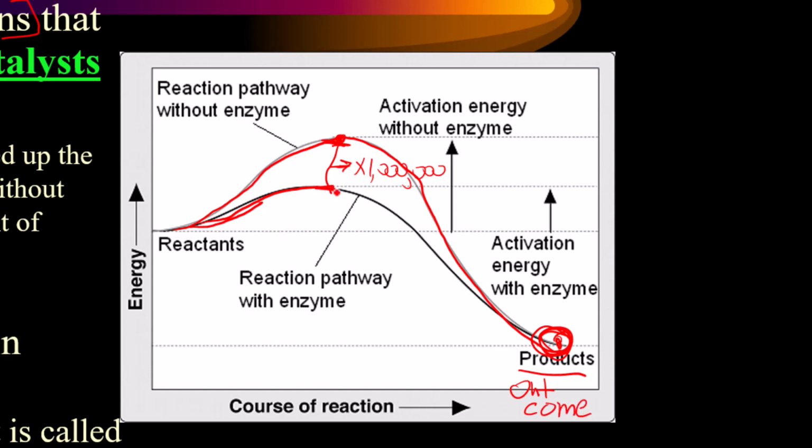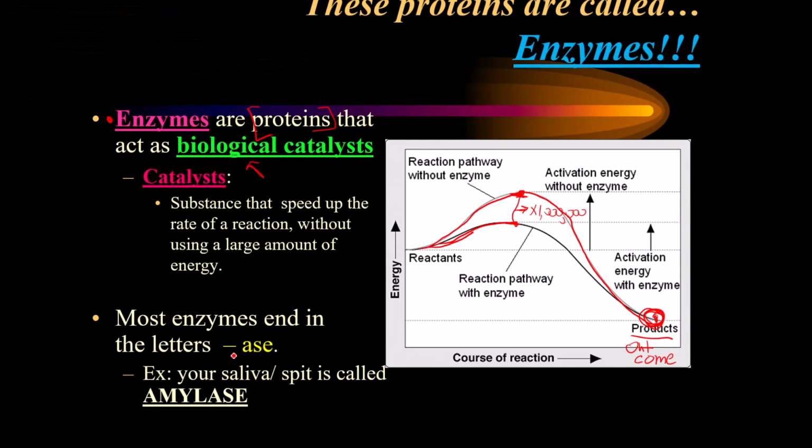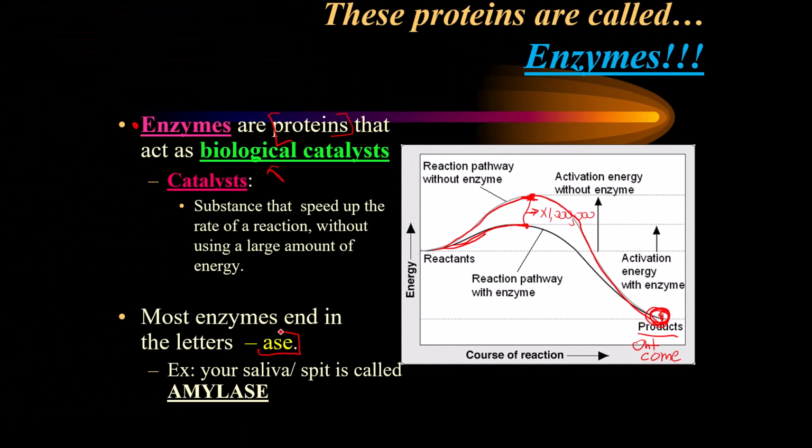However, we do it much easier in this method, with the enzymes. Most enzymes end in -ace or -ase. That's an easy way to spot an enzyme. Amylase is something in your saliva that helps break down carbohydrates. Proteinase breaks down proteins. Lipase helps break down lipids.